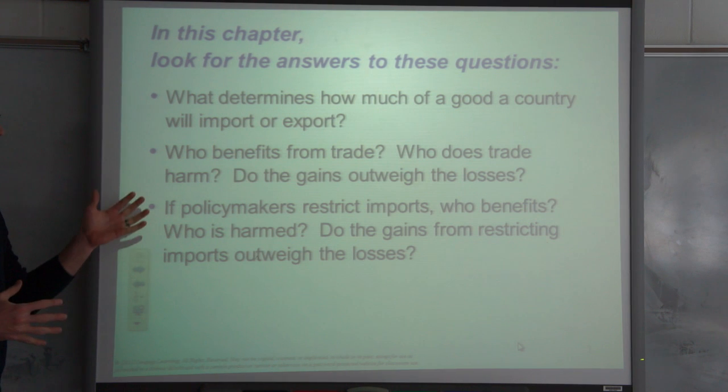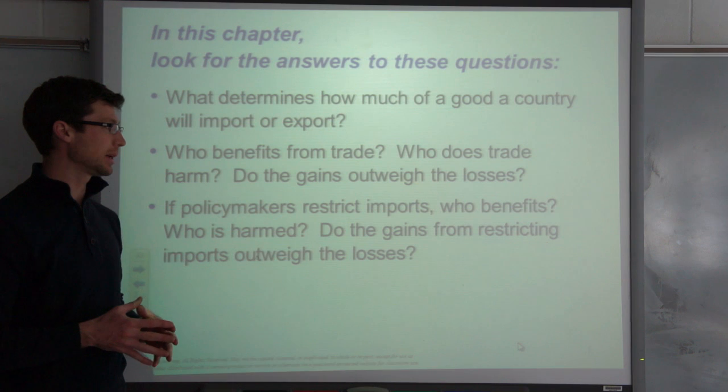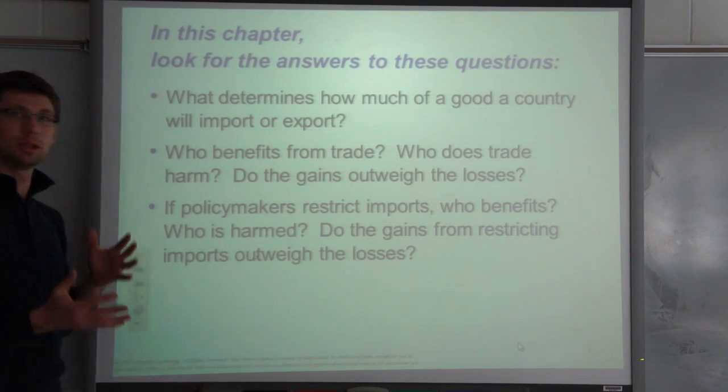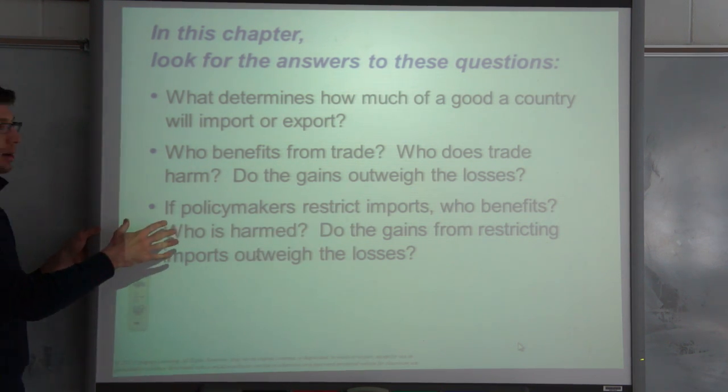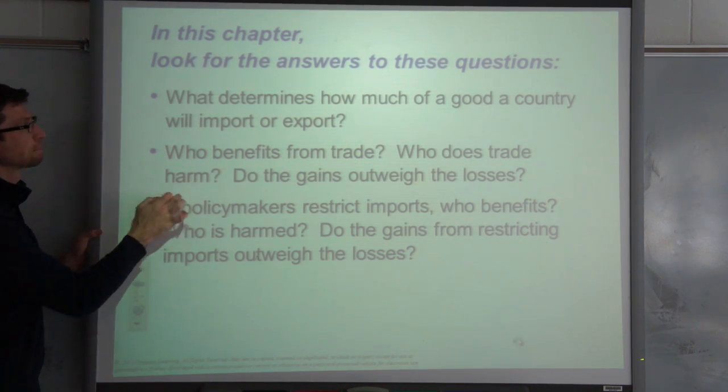And then finally, if policymakers make a decision to restrict the amount of material coming into the country, imports, who benefits? Who is harmed? And do the gains from restricting imports outweigh the losses?